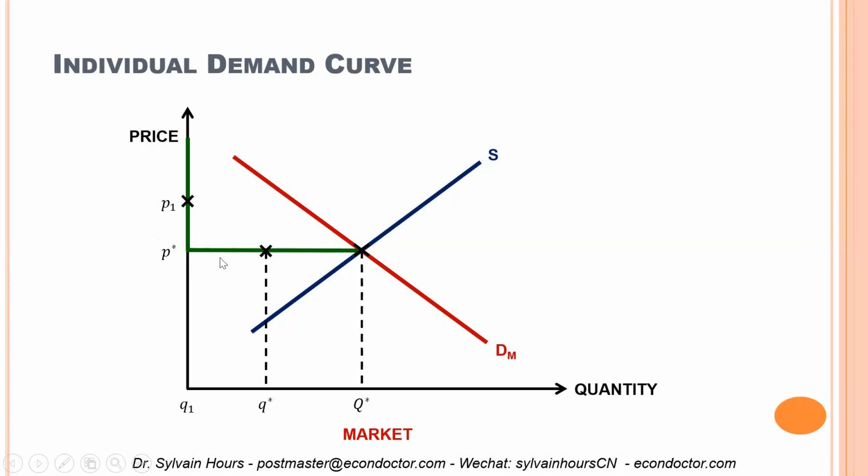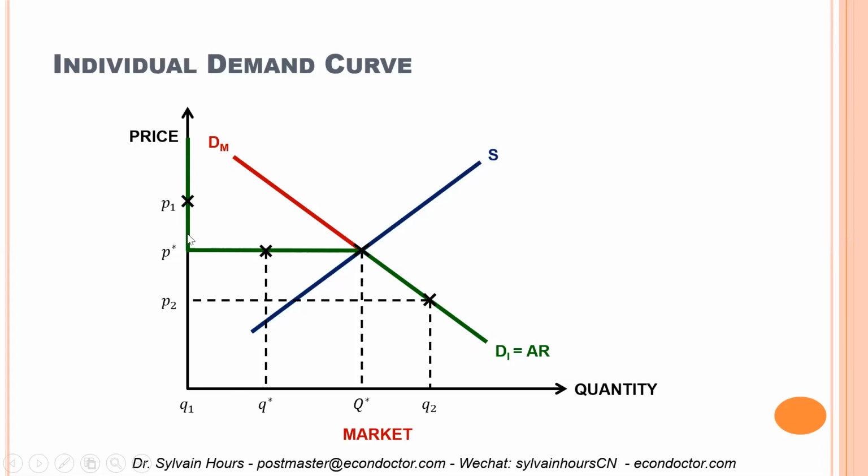And finally, what happens if I try to charge a price below the market price? Then I would face the entire market demand because everyone in the market would like to buy from me. You see? So my individual demand would be the same as the market demand whenever I charge a price below P star. Okay? So when you think about it, this green shape, I don't know how to call it, is the individual demand of a firm in perfect competition.